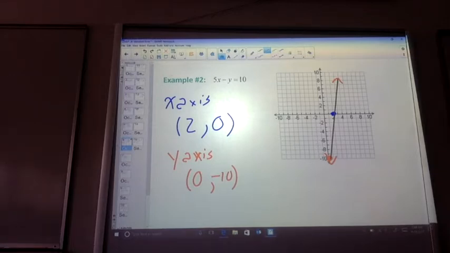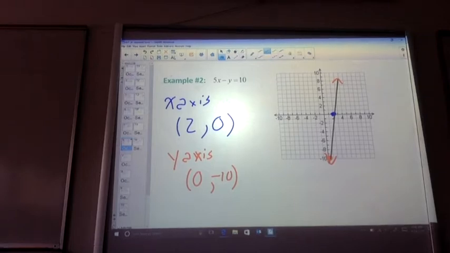That's what that line looks like. There's an arrow at both ends. It goes forever. In your thoughts, would this be increasing or decreasing?